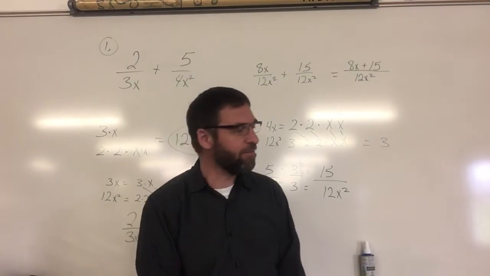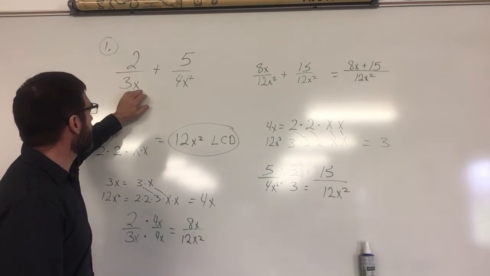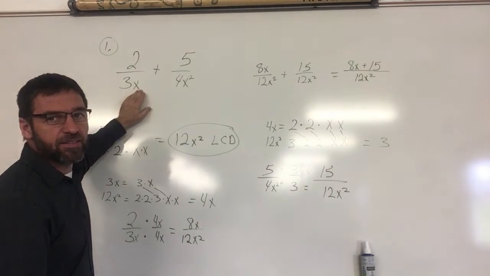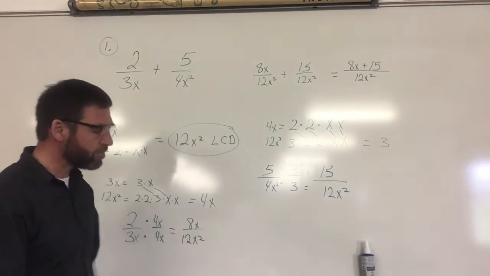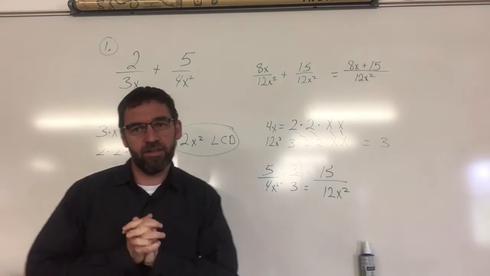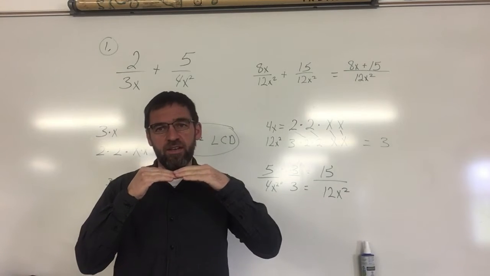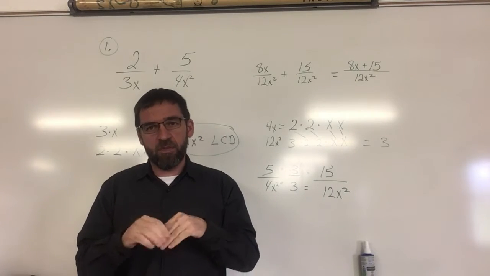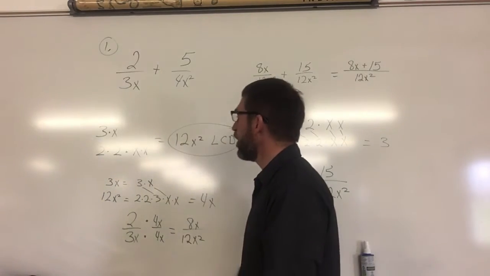It's problem number 1. It's 2 over 3x, and 5 over 4x squared. The first step you need to do is just like you would work in fractions. You need to find the lowest common denominator. Now, it's not a whole lot different than what you do in fractions.